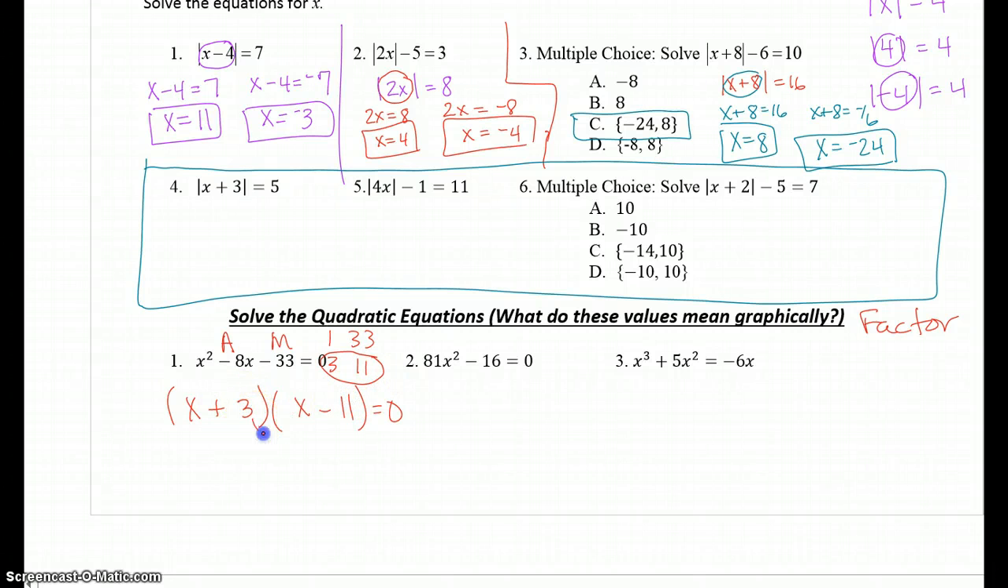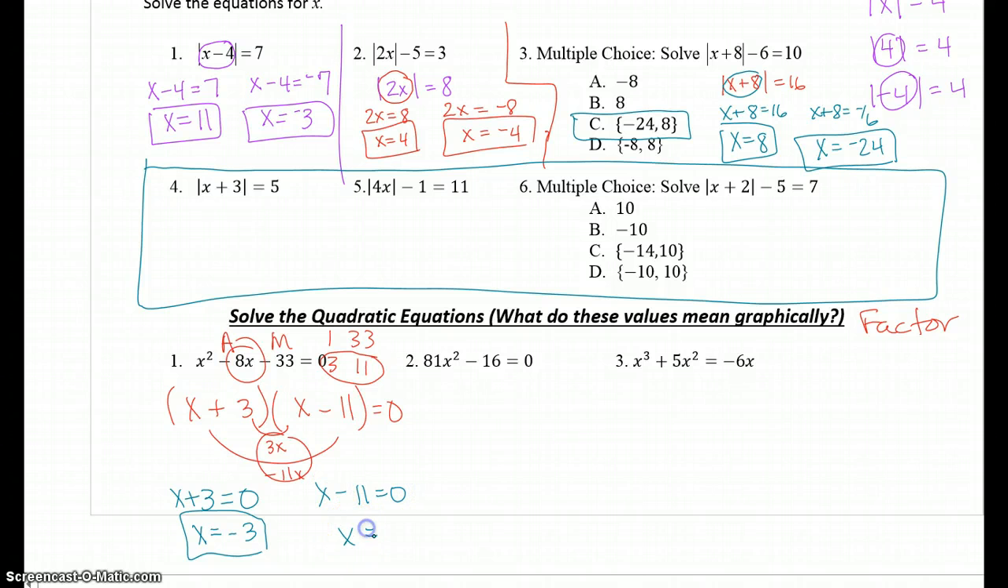You can check this by saying 3 times x is 3x. X times negative 11 is negative 11x. If you add these together, you do indeed get the negative 8x. But they want us to solve this, so we're going to set each factor equal to 0. So here I'll subtract 3 and get negative 3. Here I'm going to add 11, and I get x equals 11.